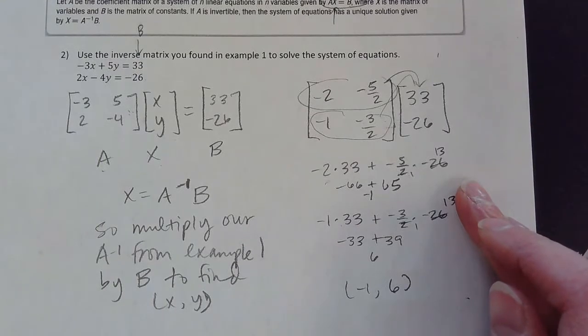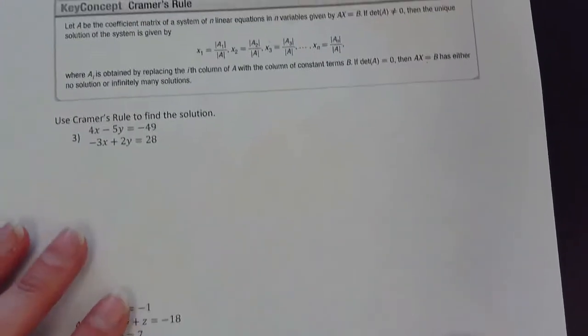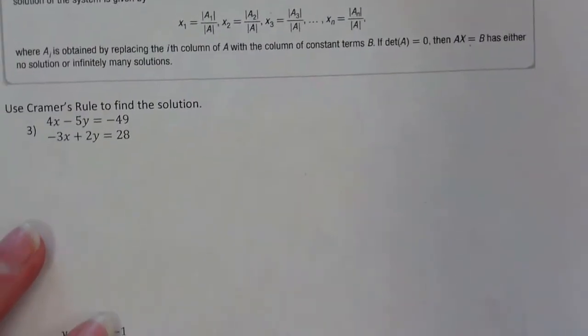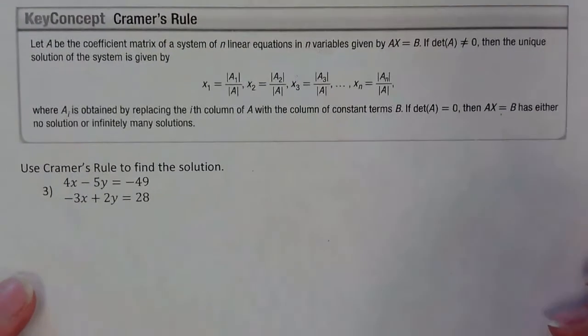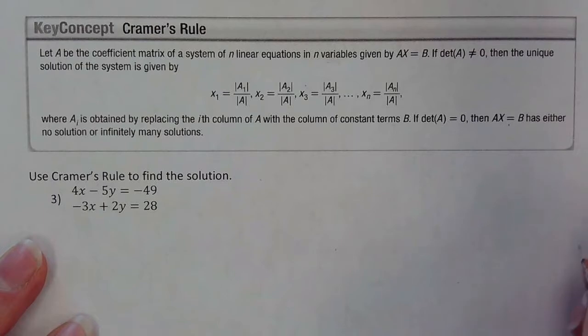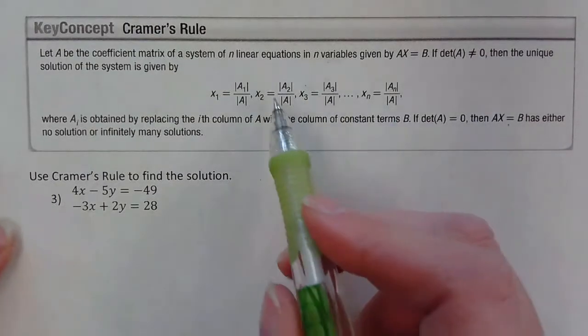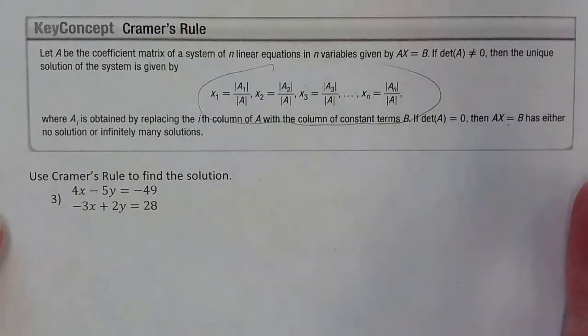So we're going to go ahead and look at the back now. On the back, we're using a different method to solve. We're using Cramer's rule. Cramer's rule also involves a determinant. And I have a really hard time with the way they write this out.